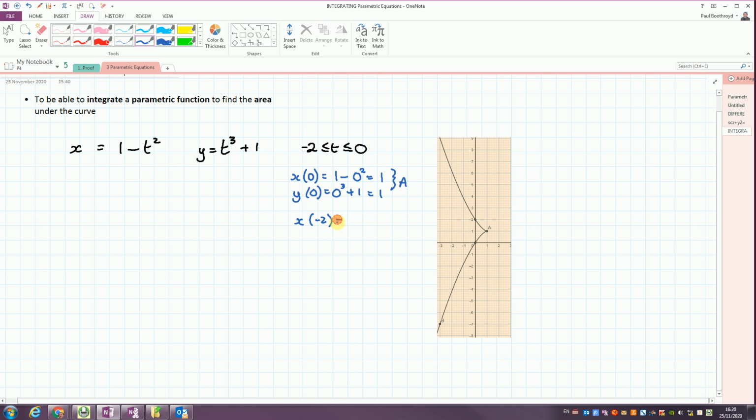X is -2, so when I put that in, 1 minus -2 squared is -3, and y at -2 is -8 plus 1, which is -7, which is my point B. So that's the integration they're looking for, the integration between those 2 points. You're not normally expected to draw it, you're not going to be given the graph. These points you don't even need to see in the question normally, but I'm going to show you what area they're talking about. It is the same area you would normally expect from an integration.